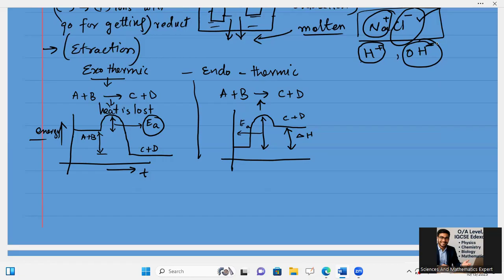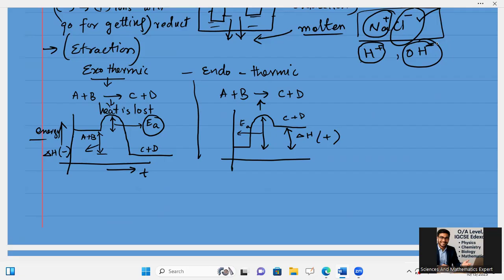And these energy diagrams explain how the energy is transferred. Remember that the transfer of thermal energy during a reaction is called the enthalpy change of the reaction. Here delta H is taken as negative, and here delta H will be taken as positive. Activation energy is the minimum energy that colliding particles must have to react successfully.